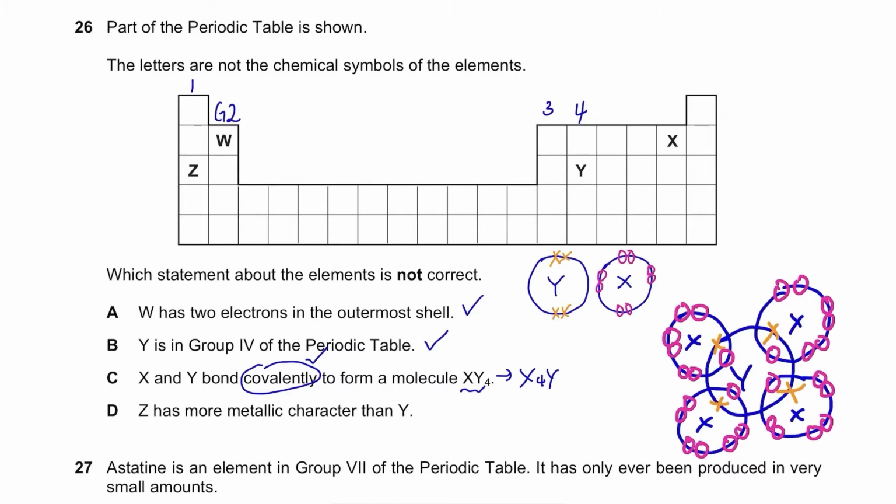X4Y instead of XY4. This is the incorrect answer. D. Z has more metallic character than Y. For metals in group 1 to 4, the metallic character across the group decreases. Therefore, Z has more metallic character than Y, and this is correct.